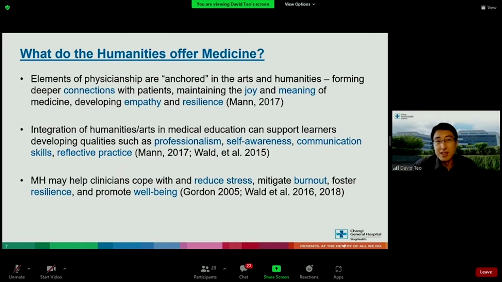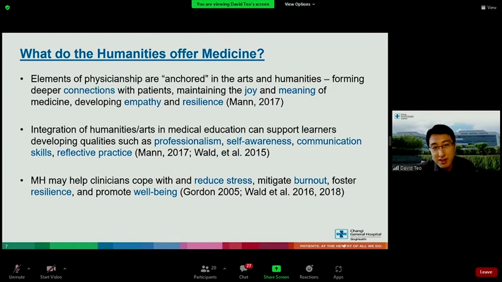So what do the humanities offer medicine? I think they offer, and Mann said that elements of physicianship are anchored in the arts and humanities, and it helps us to form deeper connections with our patients, and also to maintain the joy and meaning of the practice of medicine, through developing empathy for our patients, and also resilience on the professional front.